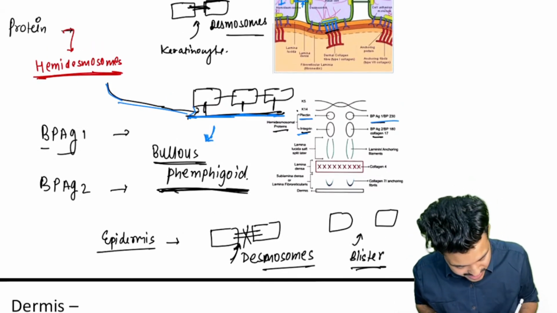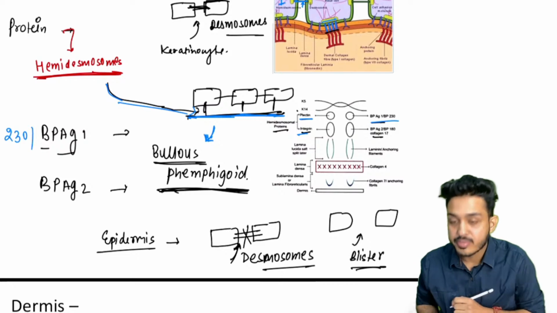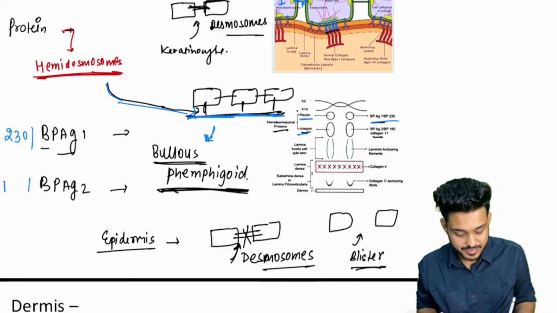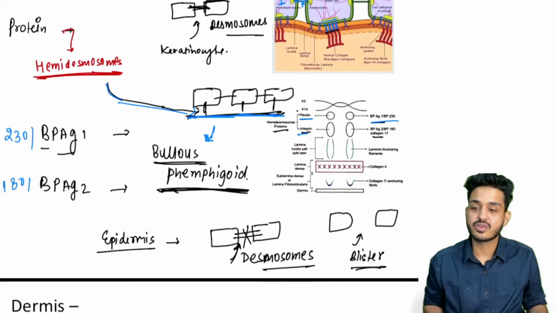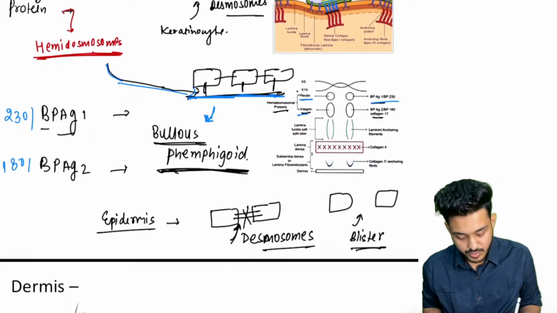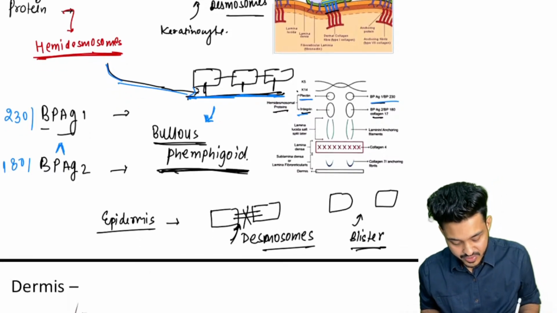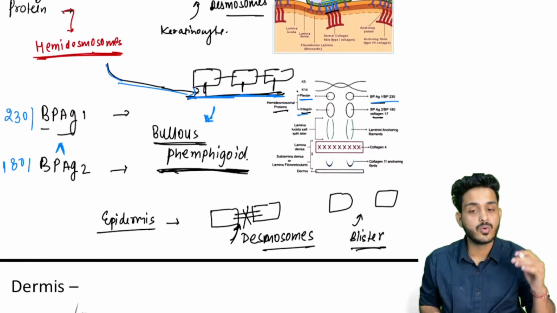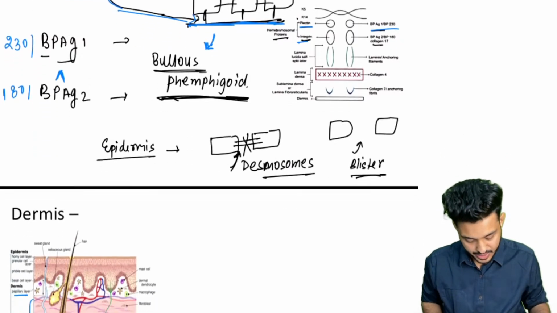BPAG1 is also known as BP230. Many times in exams they give BP230. And this one is known as BP180. Okay, this one is known as BP180. The most common cause for bullous pemphigoid would be BPAG2 more than BPAG1, right?